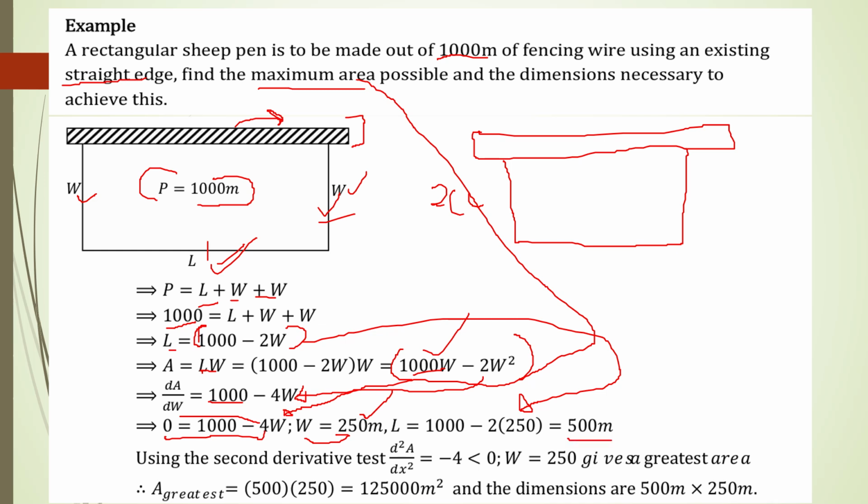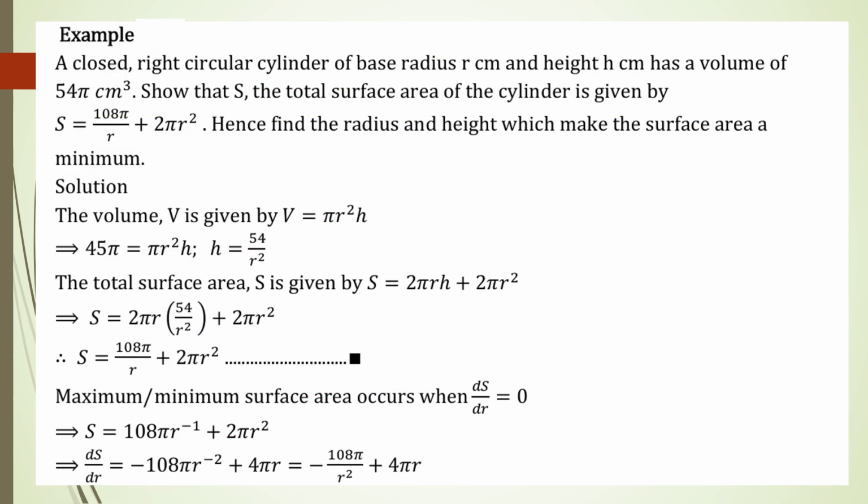So from here you can test this out if you want. But what we need to get is the maximum area which is possible. So we simply say that the maximum or greatest area is going to be the same as length times width. Our length we have got as 500, our width we got as 250. So you're going to end up with 125,000 meters squared, with the dimensions that we have already attained as 500 meters by 250 meters.